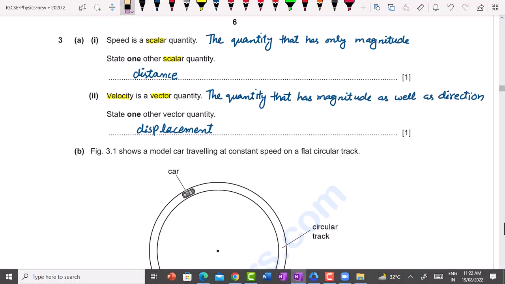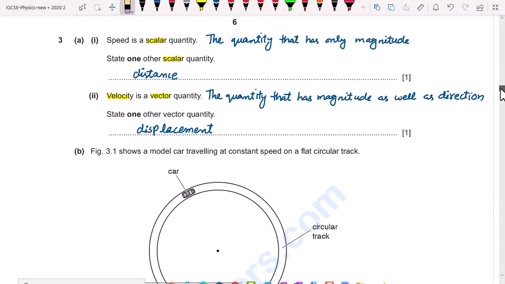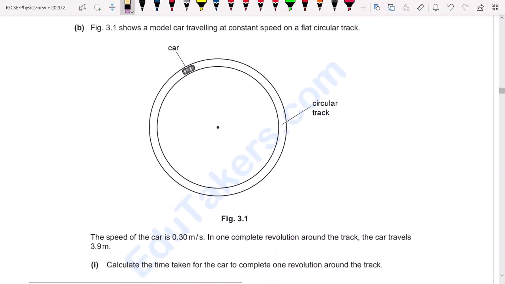Part B. Figure 3.1 shows a model car traveling at constant speed on a flat circular track. So here is a car that is traveling in the circular path. The speed of the car is 0.30 meter per second. In one complete revolution around the track, the car travels 3.9 meters. So the speed is given as 0.30 meter per second and the distance it travels is 3.9 meters.